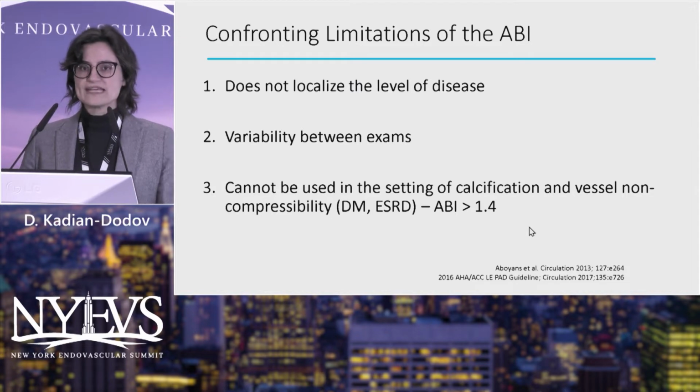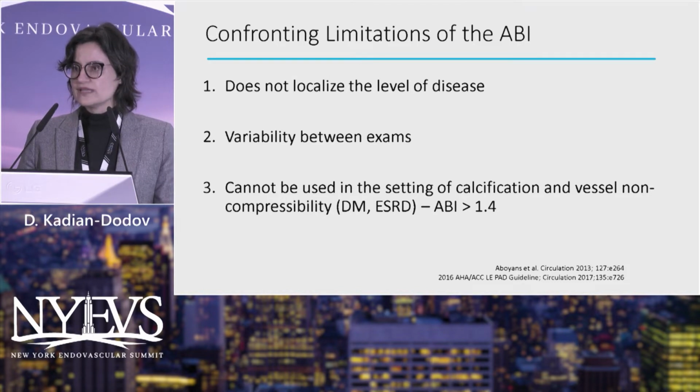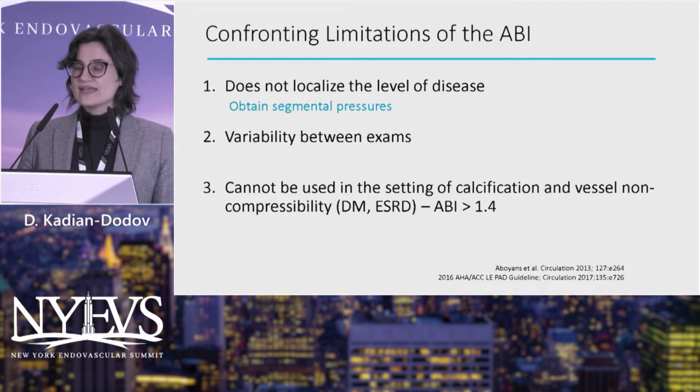So what are some limitations of the ABI? Well, one, it doesn't localize the level of disease, right? It just tells you there's a blockage somewhere between the arm and the ankle. How can we get around that? We can get segmental pressures, and we'll talk about that.